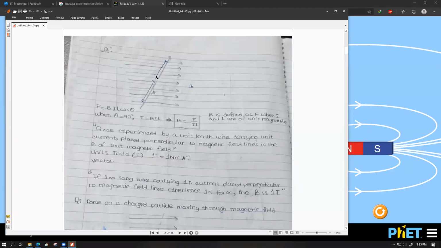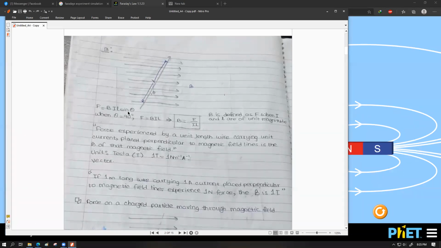Whenever a current carrying wire cuts across magnetic field lines, by Fleming's left-hand rule we can find the force direction, but there will always be a force created within this wire, and the magnitude of this force can be calculated by this equation. The derivation of this equation is not included in your syllabus, so I did not go for it. I have directly given you this equation: the force this wire will experience is given by B into I into L sine theta.